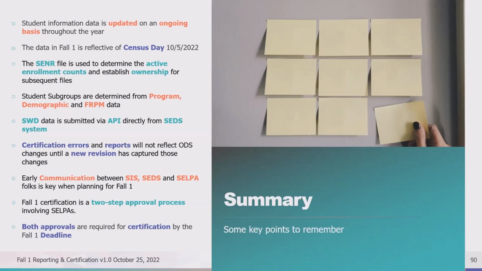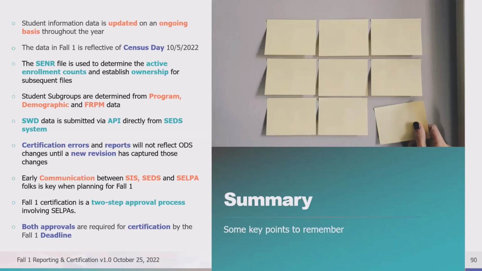The student enrollment file is used to determine active enrollment counts and establish ownership. So for the students featured on the reports, or if you're trying to submit a record and you get a GER 5, there's generally a discrepancy between the enrollment record and the program record. Or it could be any other record, like anything dependent on enrollment. Student subgroups are determined from program, demographic, and FRPM data. Students with disability data are submitted via API directly from the special education data system.